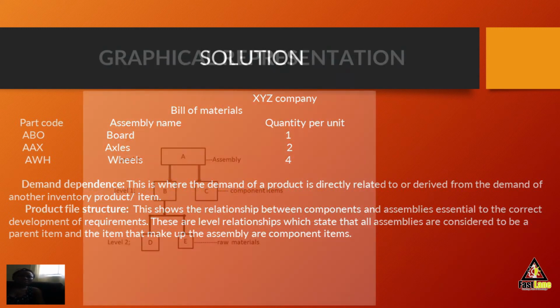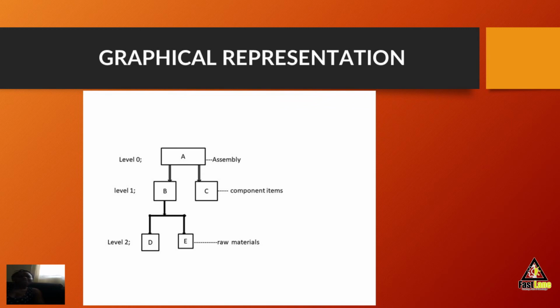Let's have the graphical representation for more clarity. We say they are level relationships. So we have the level 0, level 1, level 2. We can add on level 3 depending on the product we are producing. So in level 0 we have the assembly or the final product. Then we have level 1, which has the component items. These are the items we shall use while making the assembly. Then we go for level 2, which has raw materials. We need raw materials for us to come up with the component items. So that's the flow. All those are the level relationships shown by the product file structure.